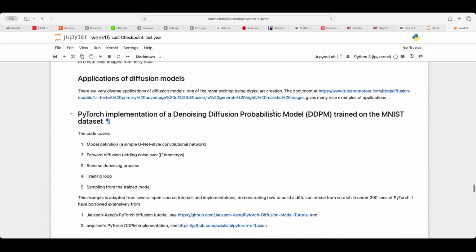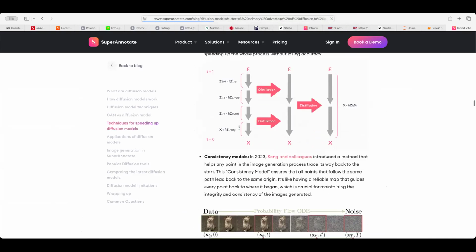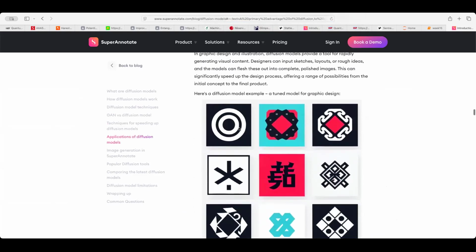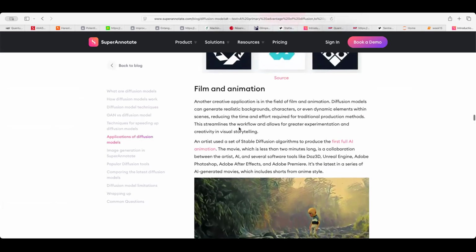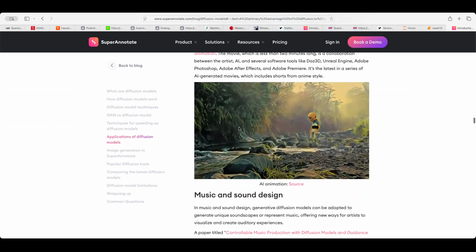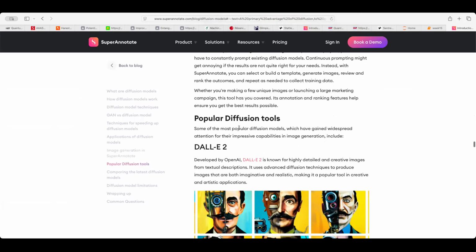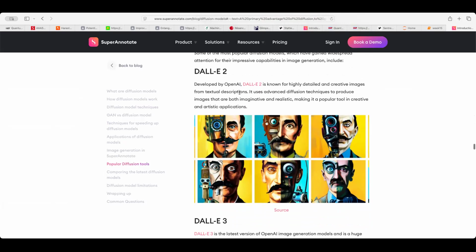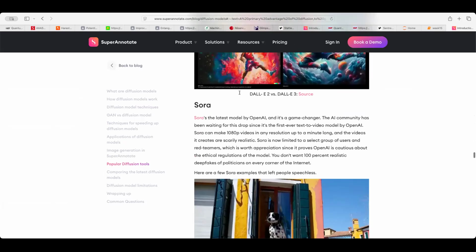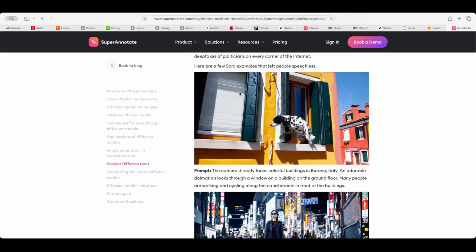I just wanted to show you, there's a nice website here on applications of diffusion models. And if you scroll down a little bit, and you probably have seen some of this, it's actually a pretty good website. You can see both in music and sound design and animations, diffusion models are extremely popular. And there is one here which is actually pretty amazing. I'm just scrolling down a little bit. So DALL-E is software I've been using from OpenAI. There's a DALL-E 3, but there's also one called Sora. And if you look at this image here, that is from this movie here, it's actually pretty good.